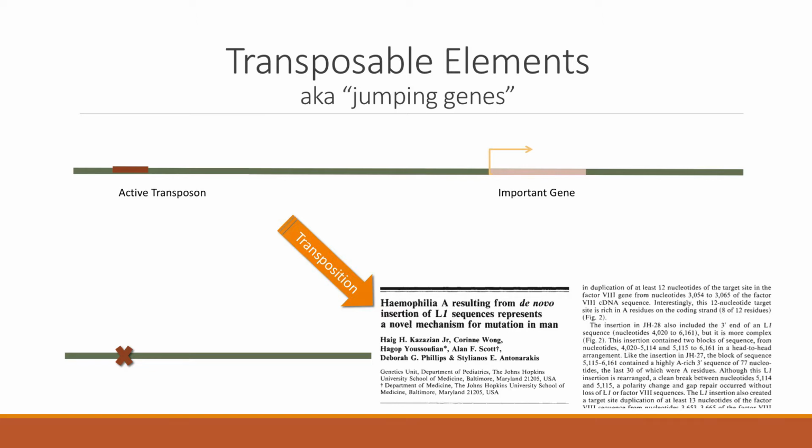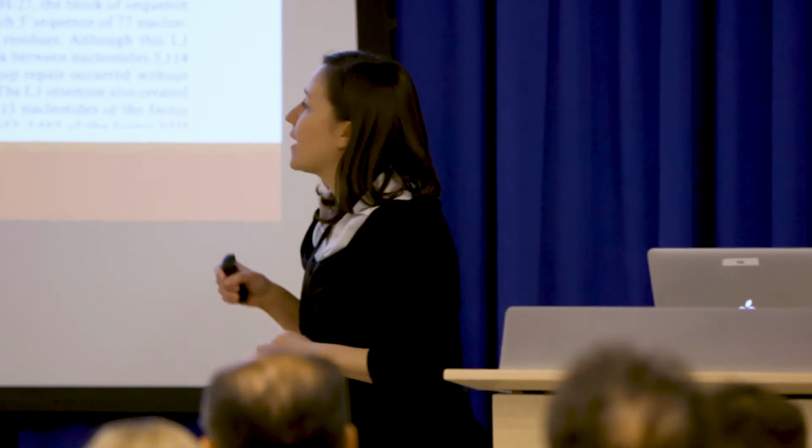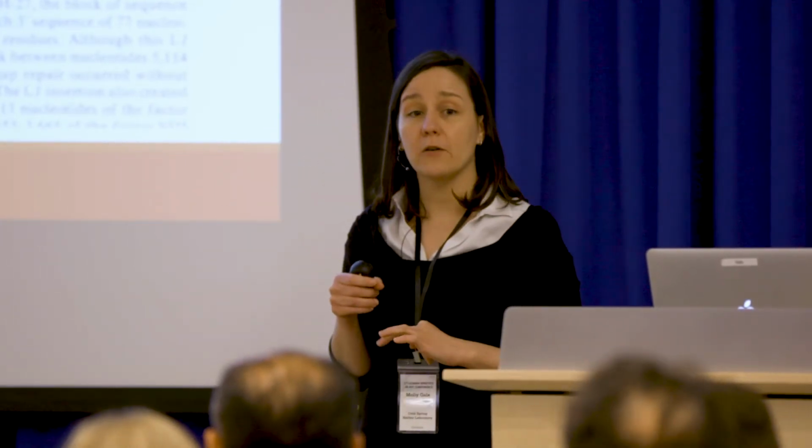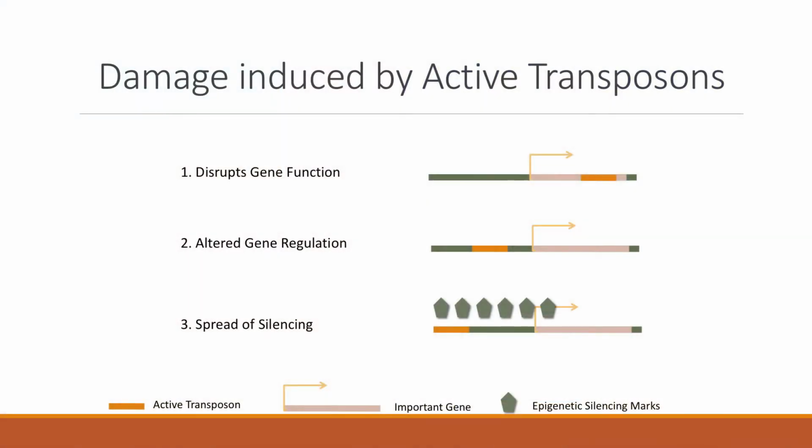So this is an example from hemophilia, where LINE-1, the most fully competent active transposon in the human genome, actually jumped into the hemoglobin locus and caused hemophilia in this patient, right? But that's not the only way that transposons can be dangerous, right? Some of them will actually hop in and disrupt gene function in the way that I was just telling you about, but there's lots of other things that can happen when transposons are desilenced and when they're active.